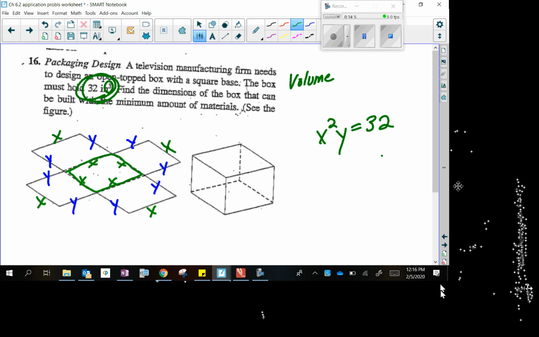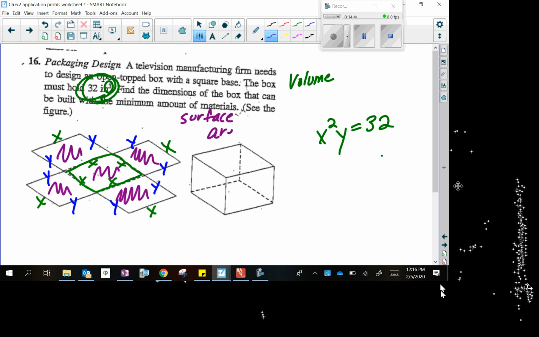So now we want to find the dimensions of the box that can be built with the minimum amount of material. When we talk about the material, we're talking about how much cardboard it's going to take, right? Another way they talk about material is surface area, okay?